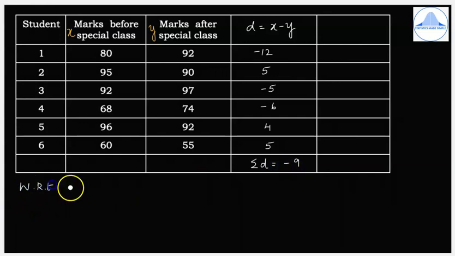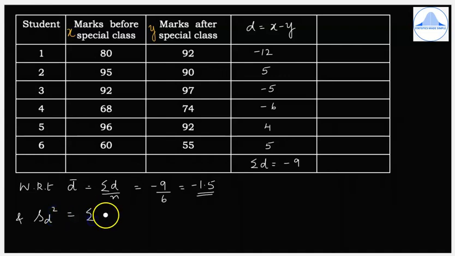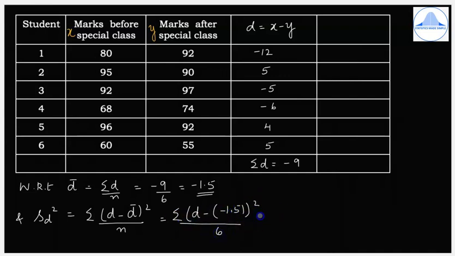So we know that D bar is equal to summation D divided by n, which is equal to minus 9 divided by 6, which is equal to minus 1.5. And we also know that SD square is equal to summation D minus D bar the whole square divided by n, which is equal to summation D minus, D bar is minus 1.5, so use a bracket, this whole square divided by 6, which will result in summation D, minus into minus is plus, 1.5 the whole square divided by 6. So in the table, form the last column as D plus 1.5 the whole square. So take the first value minus 12, add it to 1.5 and then square it. It will result in 110.25.